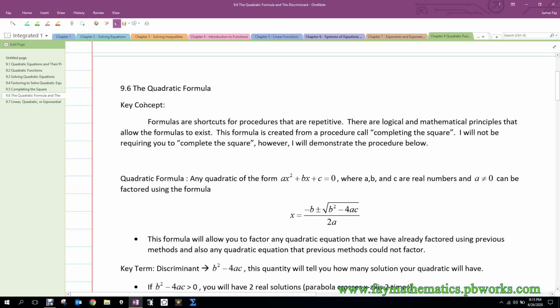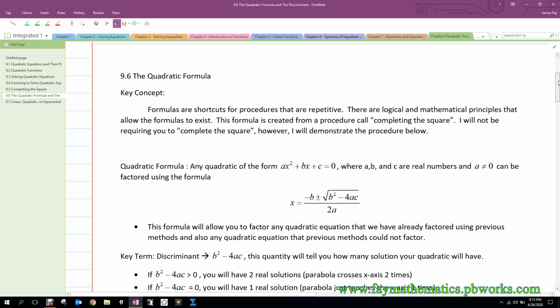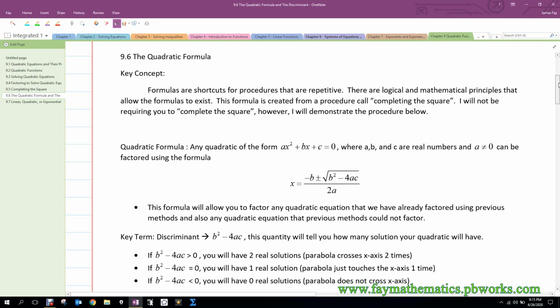Basically what this is going to do is allow us to factor anything. It says formulas are shortcuts for procedures that are repetitive. There are logical and mathematical principles that allow the formulas to exist. This formula is created from a procedure called completing the square. As I stated, I will not require you to complete the square. However, I will demonstrate the procedure below.